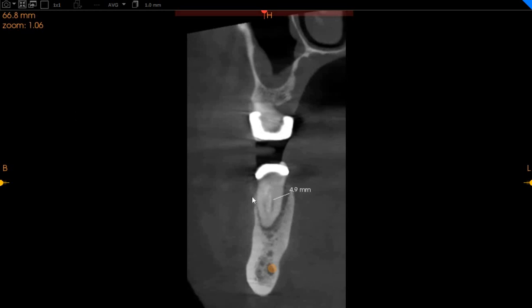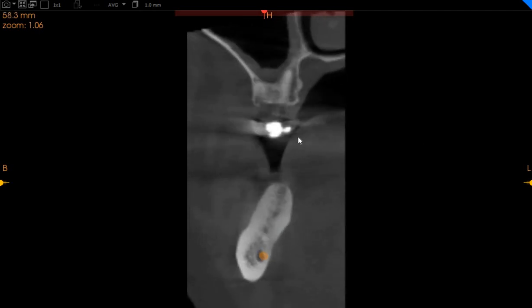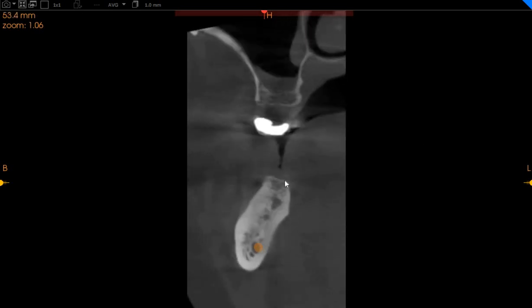Measuring the ridge, we have approximately 10.5 millimeters of ridge width with approximately 19 millimeters of ridge height, but an immediate implant placement is going to be extremely difficult as there is significant bone loss surrounding the lower right first molar. The lower right second molar, we've got adequate bone available, but that bone is available at an angle. We've got 8.3 millimeters of ridge width with approximately 15 millimeters of ridge height.